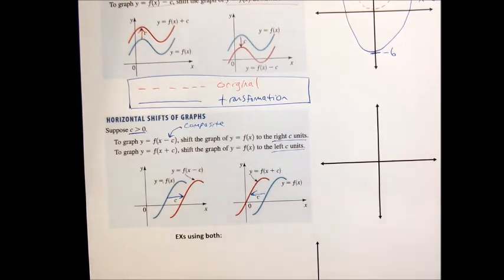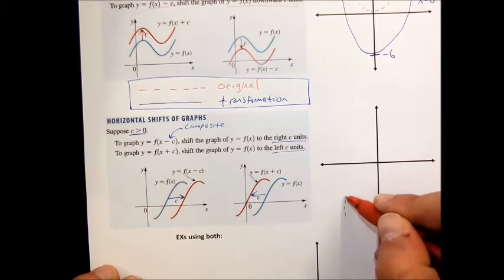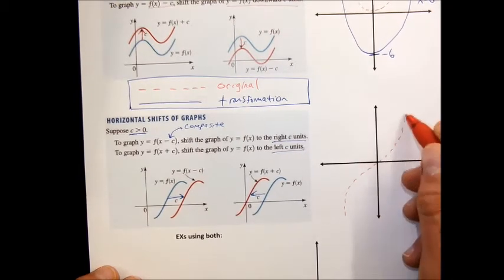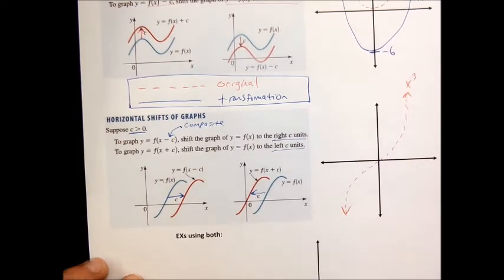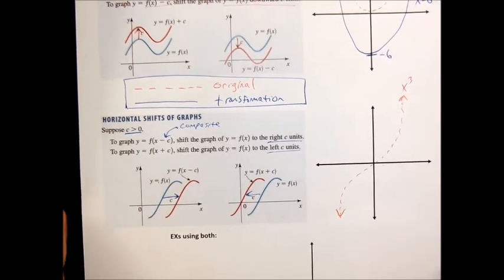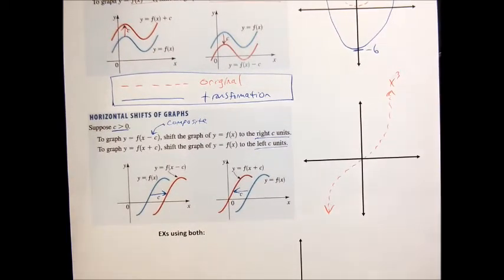Question? Yeah? C is just a variable to represent a number that is plugged in. It's some number, yeah. So for example, let me show you one and then you can let me know if it makes sense. So c is just a number, so let's pretend we had x cubed. This is what normal x cubed looks like. If I plug in an x plus or minus some other number, it's going to shift that left or right.